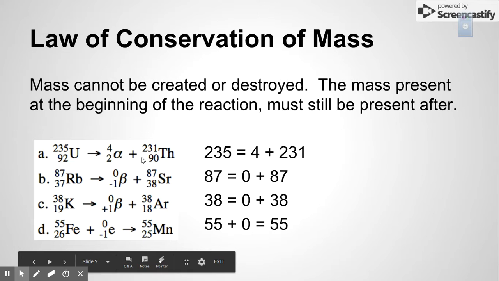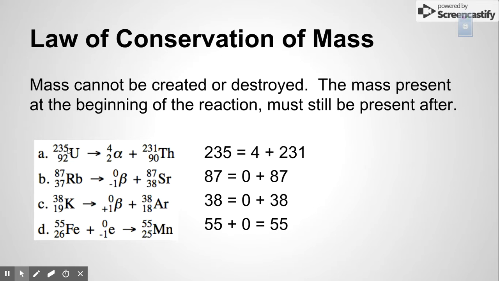So the thing that has to add up in these equations: the top numbers have to add up and the bottom numbers have to add up. So here, if you'll look, 235 on the top equals 4 plus 231. If you'll look on the bottom, 92 equals 90 plus 2. Here, this is hard sometimes for people to add. 38 and negative 1 add up to 37, and 87 equals 0 plus 87.